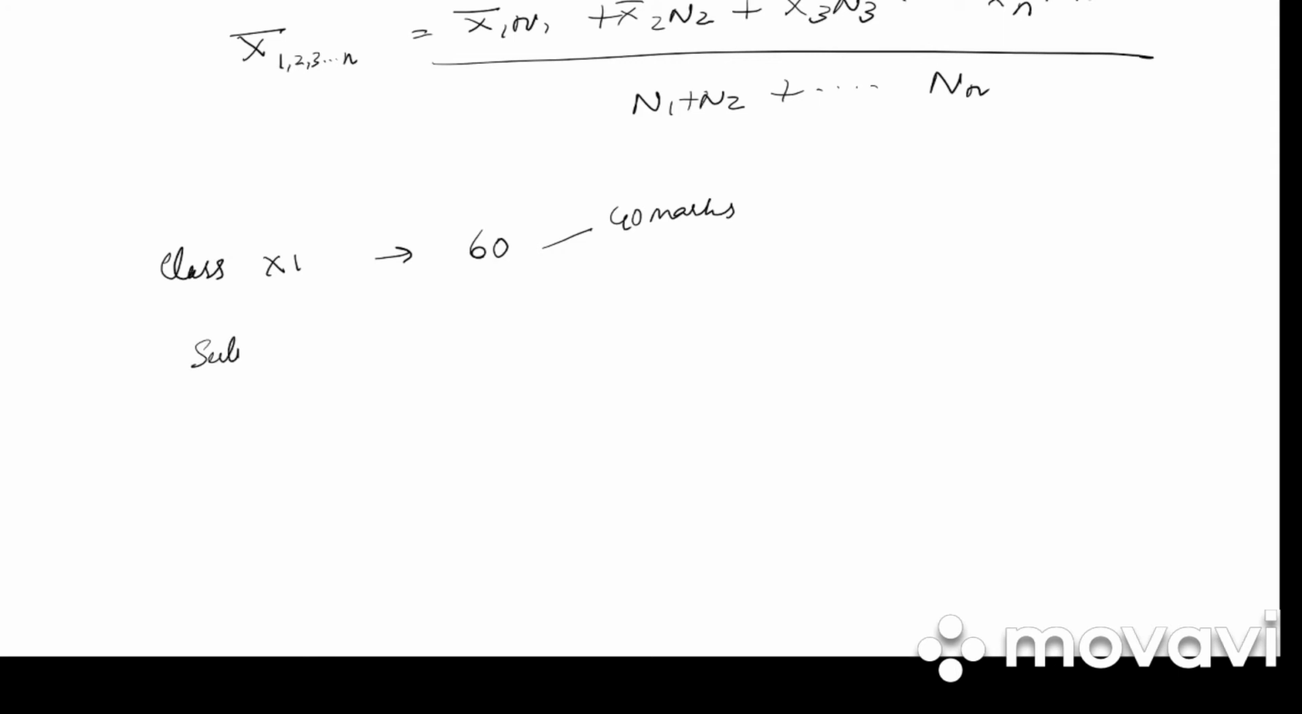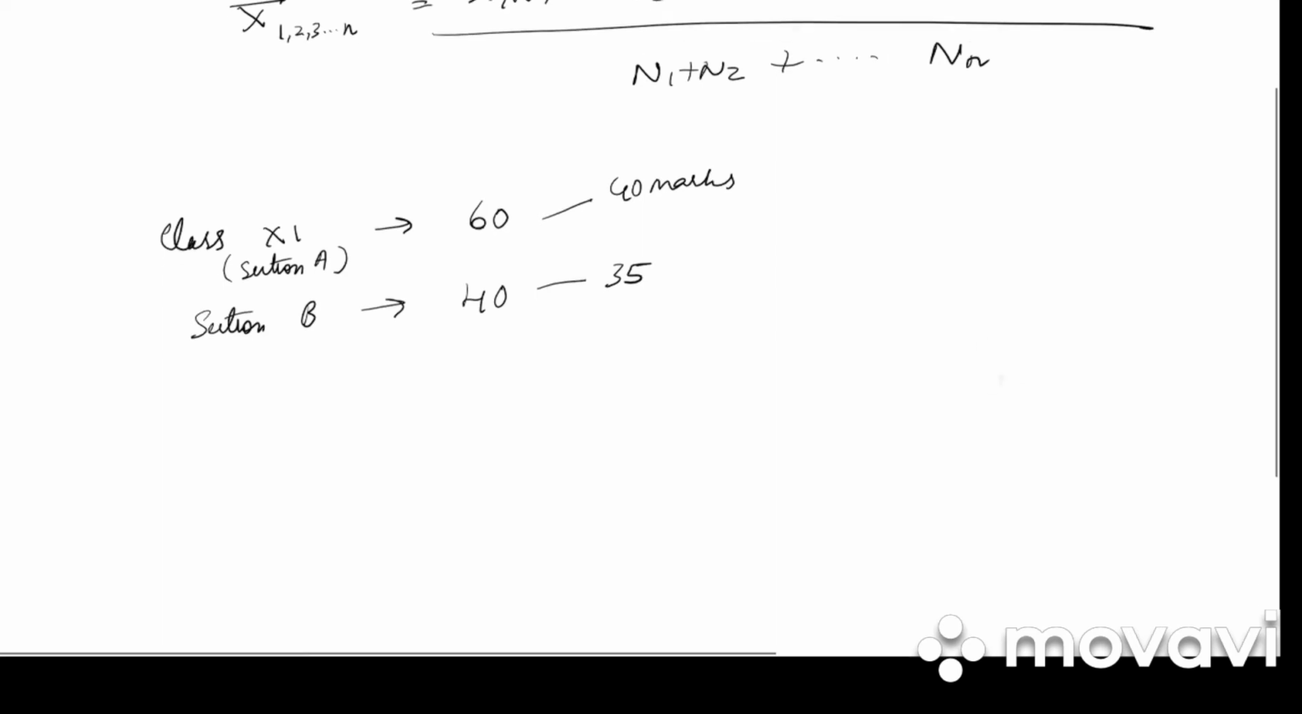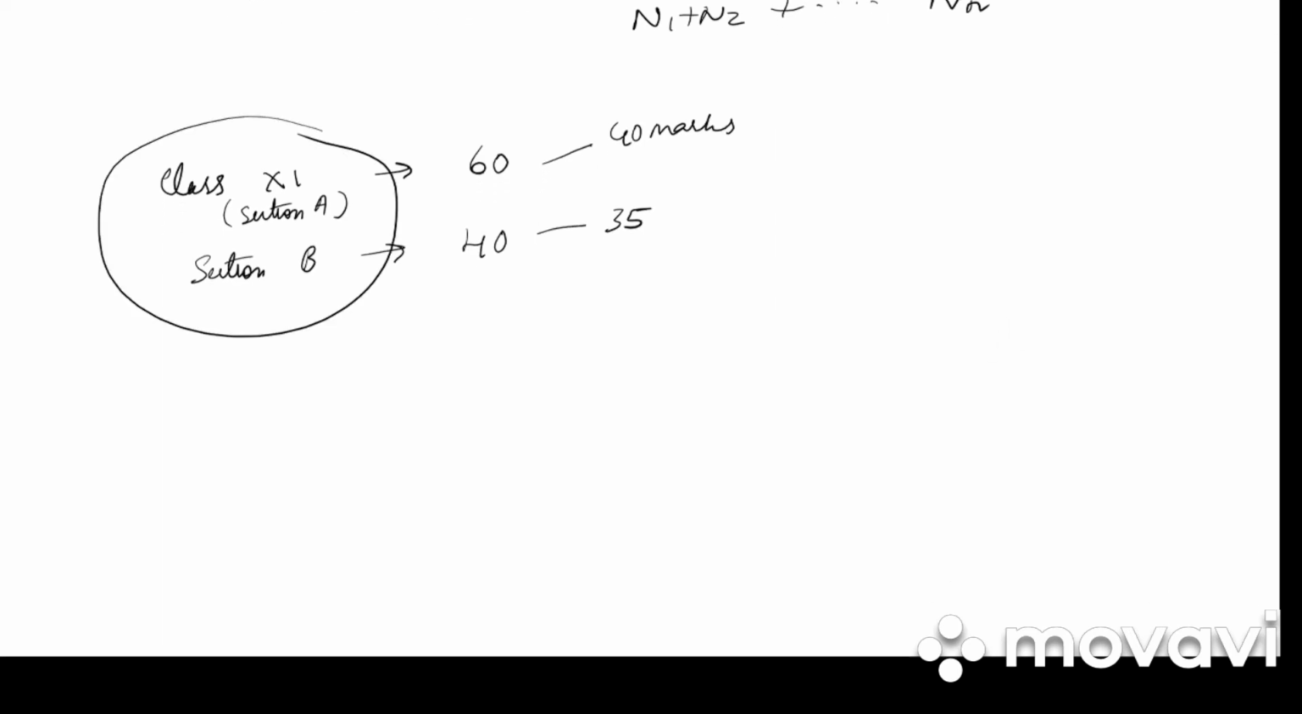And then we have section B. 40 students of section B obtained 35 marks in statistics. Find mean marks of statistics of class 11 as a whole. So there are 2 sections, section A and B. Section A, there are 60 students who got 40 marks in statistics.